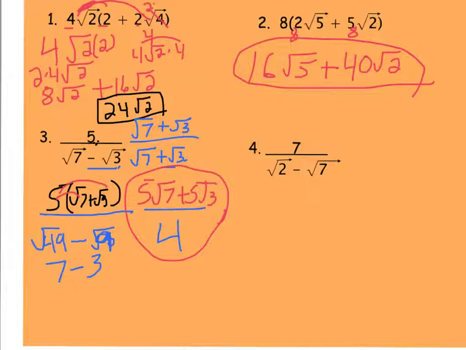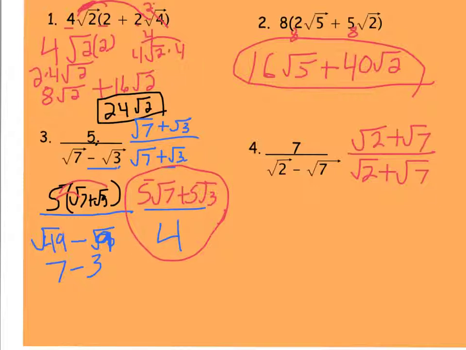All right, let's try one more. We have square roots in the denominator, so we need to get rid of those. So we're going to multiply by the conjugate. So instead of minus, we're going to say square root 2 plus square root 7. And whatever we write on the bottom, let's write it on the top. All right, here we go.